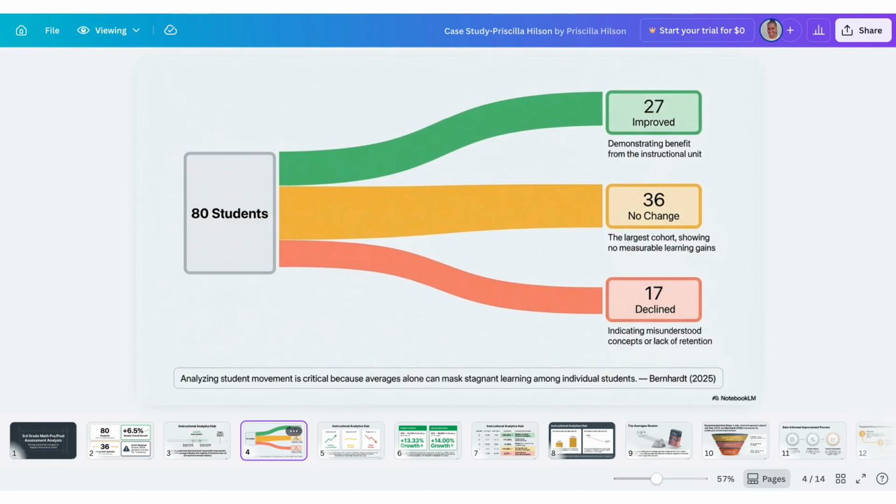So on to the student movement analysis. Analyzing student movement is critical because as Bernhardt 2025 notes, averages alone can mask stagnant learning. So in this particular presentation, we see three distinct paths. We see 27 students improve, but the largest cohort consists of 36 students with no change, and 17 students actually decline. This indicates that there's a misunderstanding of concepts or a lack of retention.